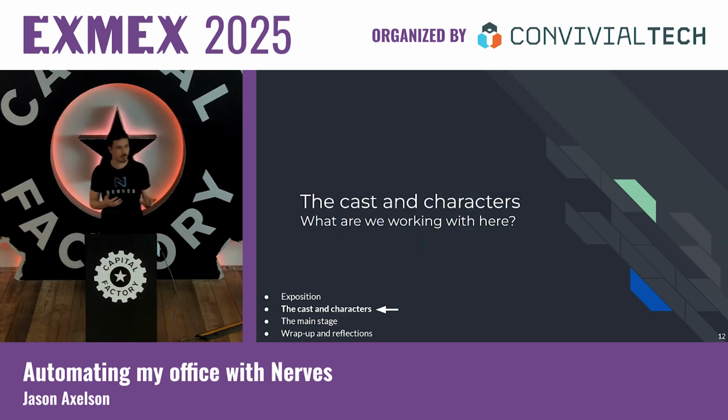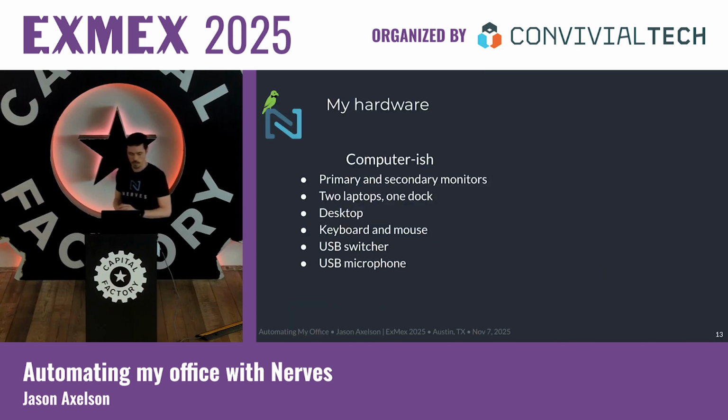So what is the hardware that we're looking at here? Well, I break my hardware down into 2 main buckets. I have my computer-ish kind of standard things, and those are, I have my primary and a secondary monitor. I have 2 laptops that share a single dock so that they can have a stable IP address and hardware peripherals. I have my personal desktop computers. I have a keyboard and mouse.